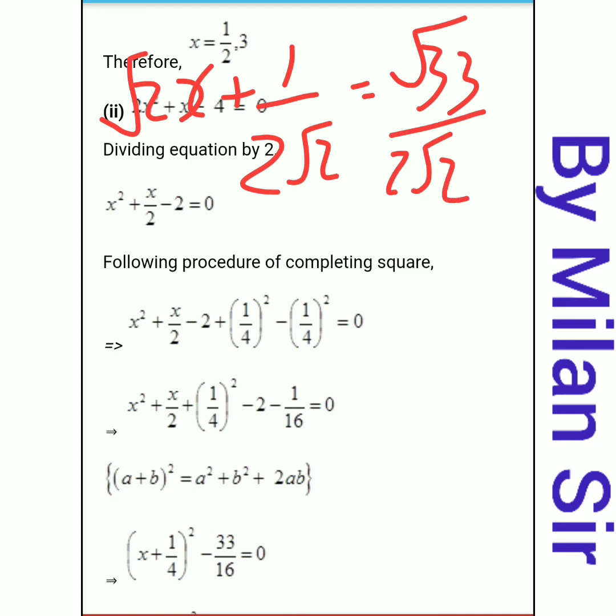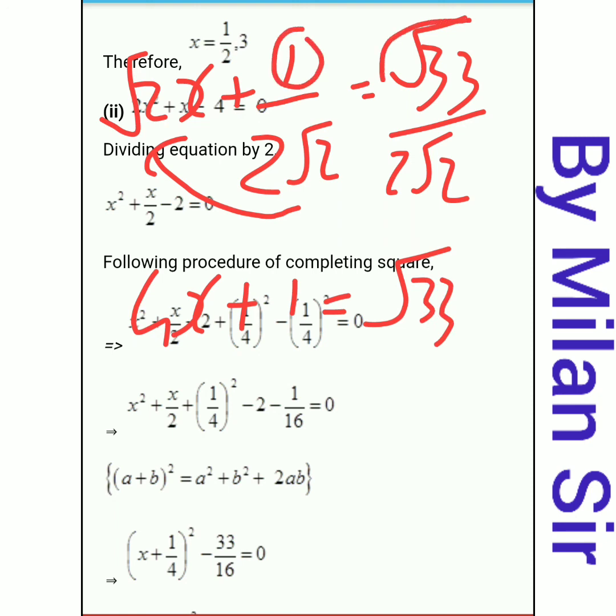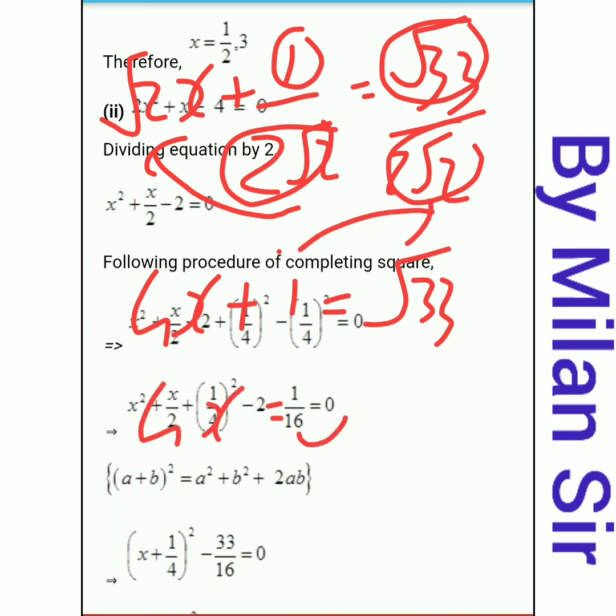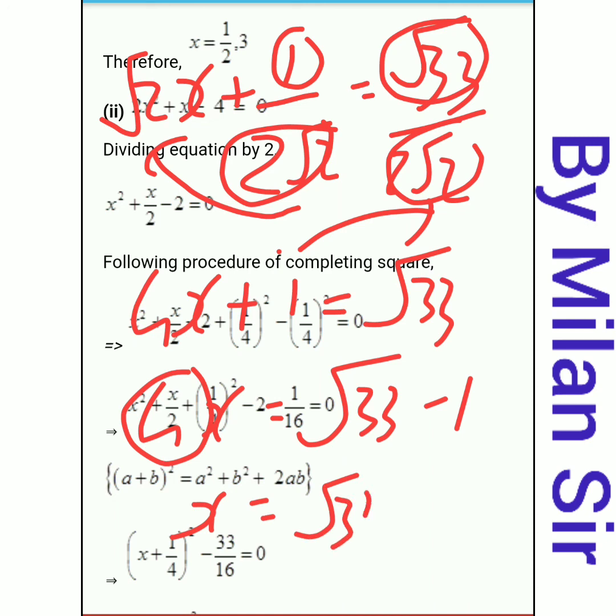Okay, now we need to take the LCM. So this 2 under root 2 we need to multiply with our first term. So under root 2 times 2 under root 2, 2 times 2 is 4, so 4x plus 1 is equal to under root 33. These two terms remain as they are because they already have denominator 2 under root 2. Now transfer this 1 to the right hand side, it becomes minus 1. So under root 33 minus 1, and transfer this 4 to the right hand side, it goes to the denominator, because right now it is in multiplication with x. So our first answer, x is equal to under root 33 minus 1 by 4.